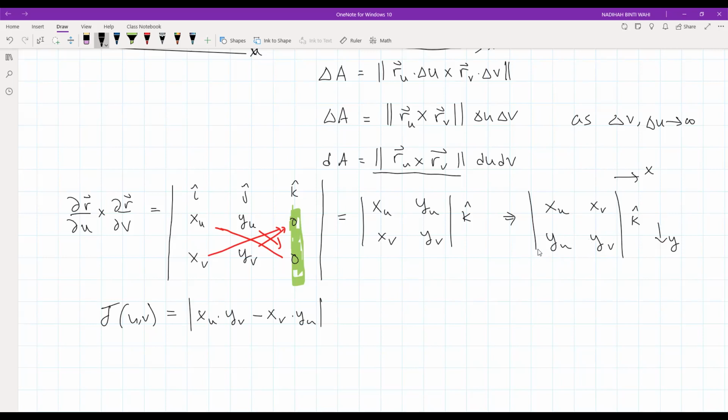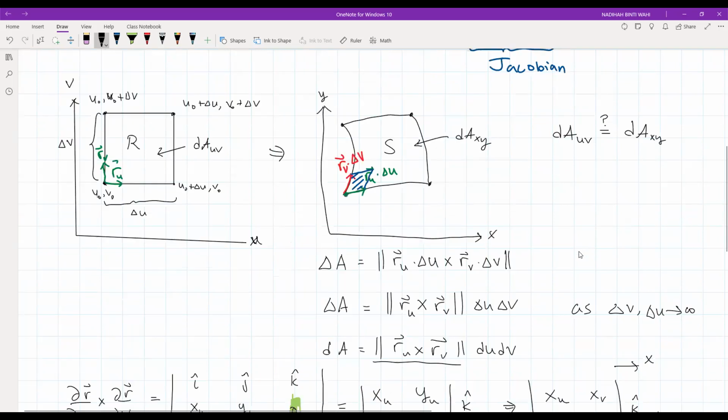Okay, so that's how, so this is just like a scale. Dia macam scale daripada ni. So in this case, delta X, delta Y. So we can put into this equation. So dA of XY space is just equals to the Jacobian of U and V in absolute values times dA of UV.